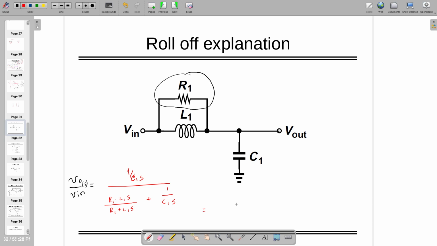Okay. You have the final equation? Yeah, tell me. What? R plus SL 1 divided by R S square LC plus SL. Okay.